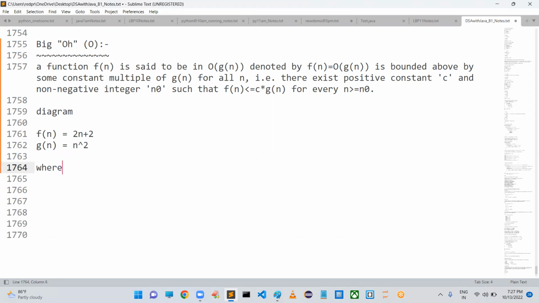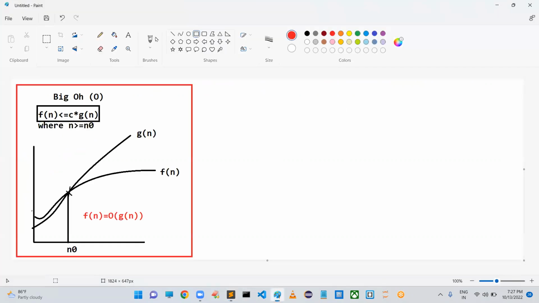We have to provide the value of n. I will take this n later, but let us construct that formula here. What is the f of n value they have given? The f of n is equal to 2n plus 2, and your g of n is equal to n square. Like this they have given.